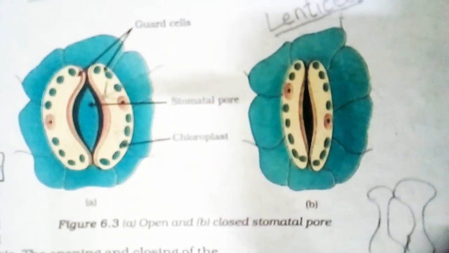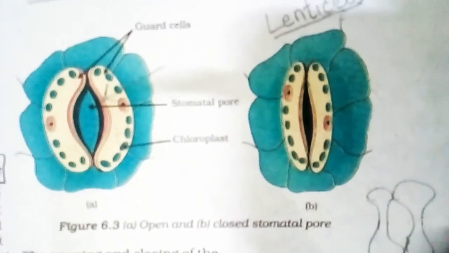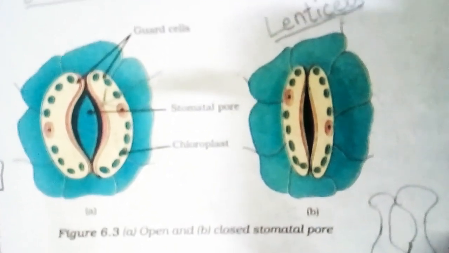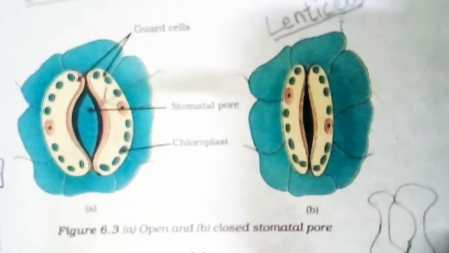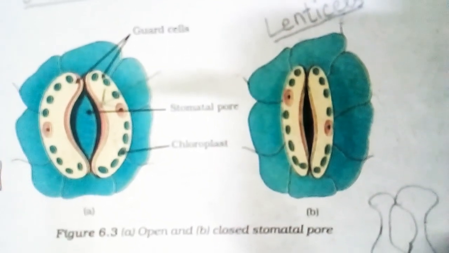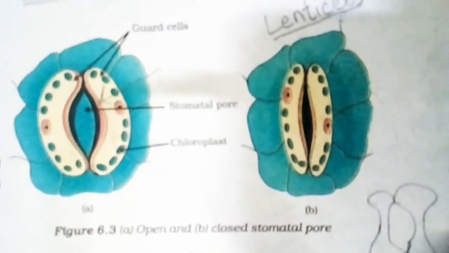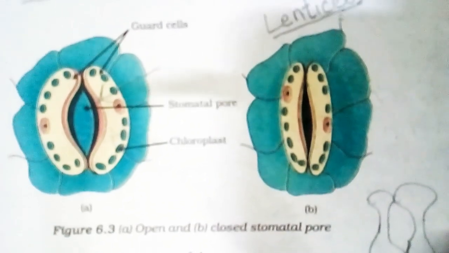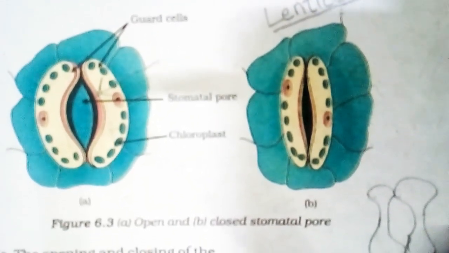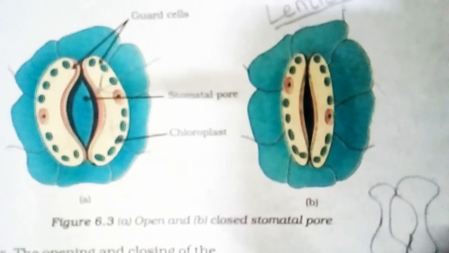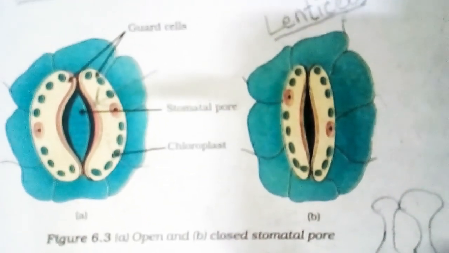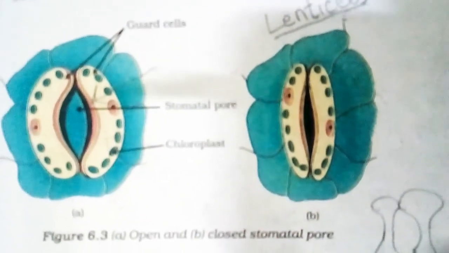Stomata. Stomata is a temporary opening in the plants. These stomata are found on the upper and lower surface of the leaf. The number of stomata on the upper surface of the leaf is less in comparison to the number of stomata in the lower surface of the leaf.